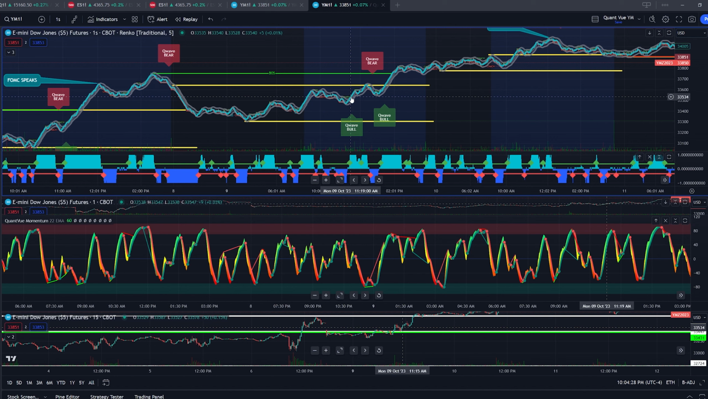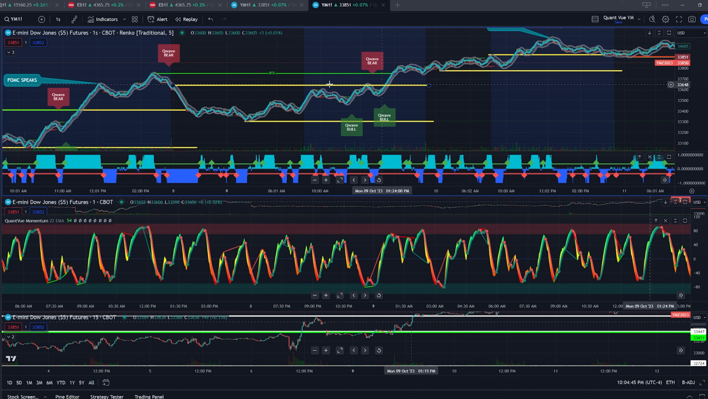So what are we going to do? We're going to take this Q wave bull and ride it to where? The overnight high, the yellow line. Boom. Easy take profit. Now let's just say you took this Q wave bear for some reason. You're going to take a little bit of loss. You're going to flip it on the Q wave bull.